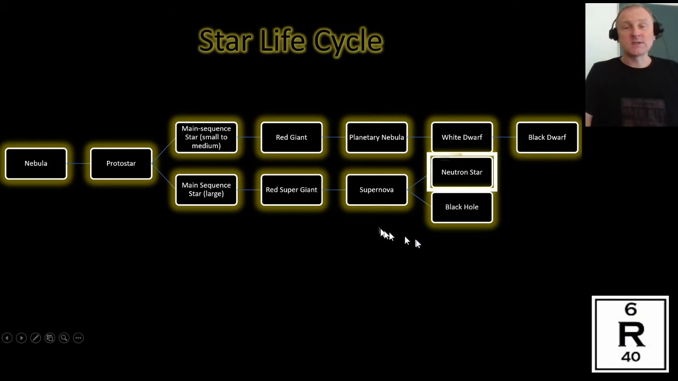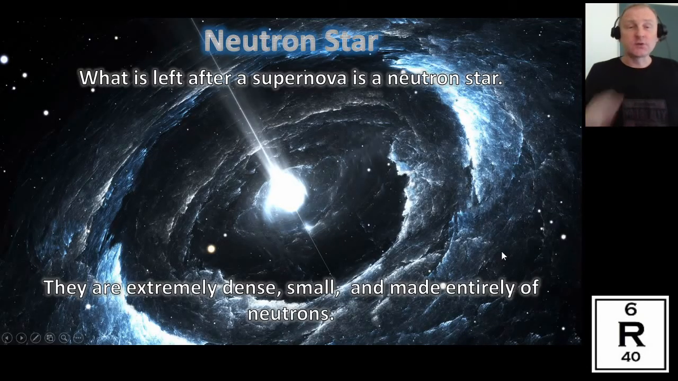Now, once the supernova, boom, everything explodes, what's left of that core? What's left of that core is a neutron star. So a neutron star is so dense. Now there's no more nuclear fusion and there's so much material that it all collapses in on itself.